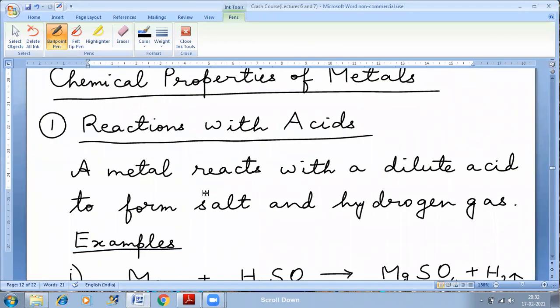Okay, now chemical properties of metals. Reactions are asked in the exam. So these are the reactions. Some common reactions are supposed to be quoted as examples. First type of reaction is this.